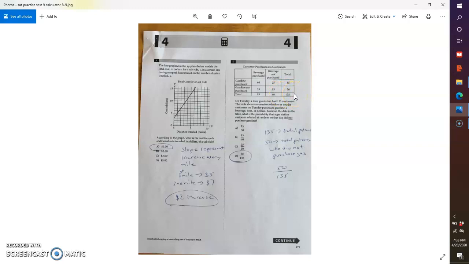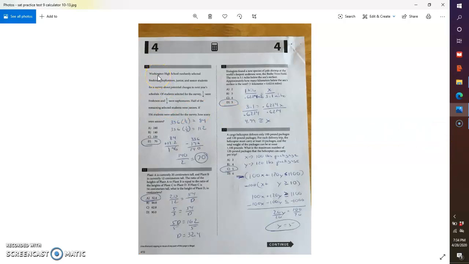They don't give any stipulation to the customer, so there's a total of 135 customers at this gas station. That's the denominator. And they want to know, of that group, how many did not purchase gasoline? Well, if you look at the gasoline not purchased row, we have a total of 50. So it's 50 over 135. And if you look at your answers, you don't need to reduce it. It's just 50 over 135.